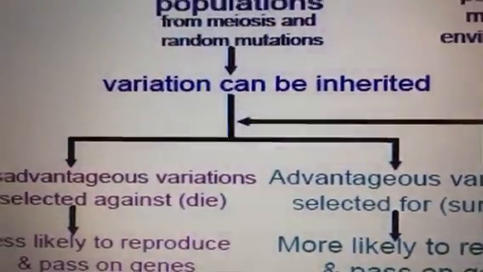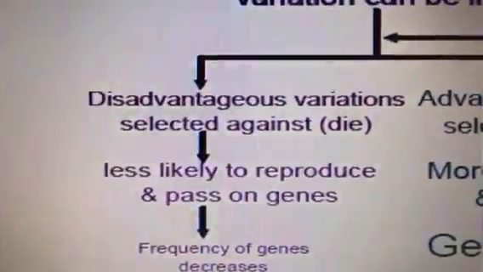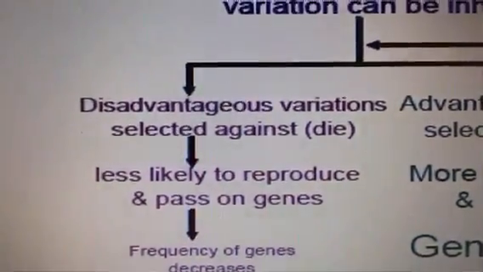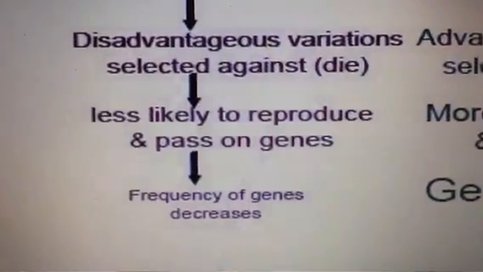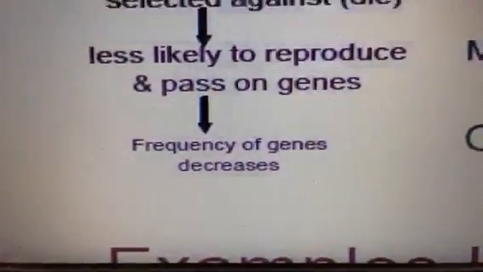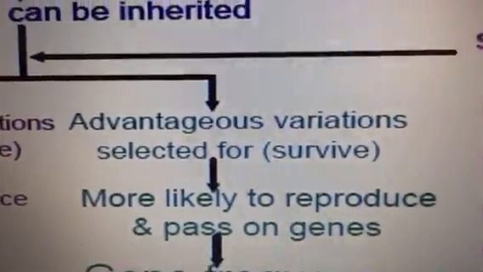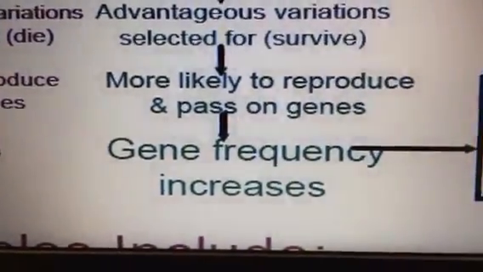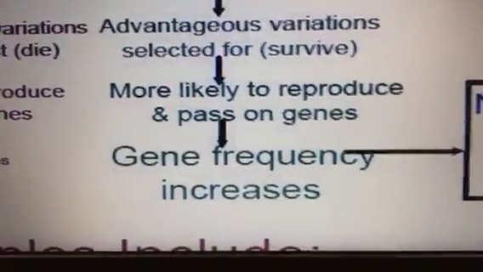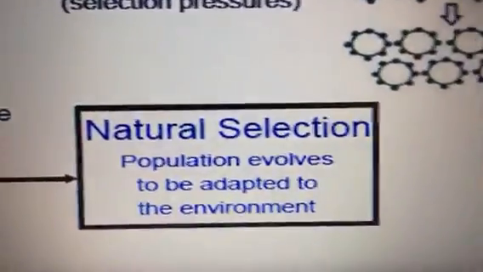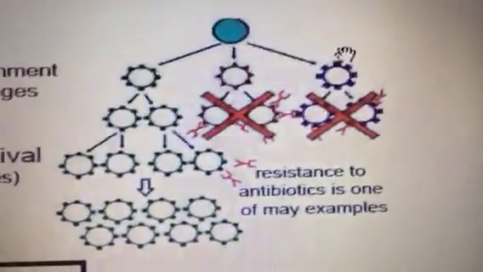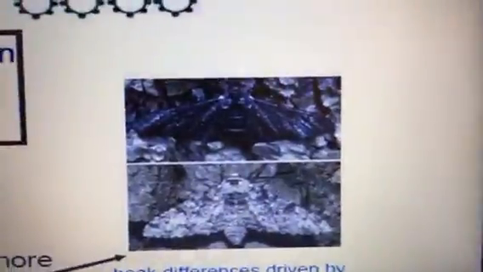So that creates a position where traits that are bad will basically cause organisms to struggle and most likely to die. They will not reproduce, they will not pass on their genes, and that gene will gradually go away. Whereas an advantageous gene will likely help its organism survive, it will reproduce, it will pass on that gene, and then that gene will become more frequent. Gene by gene, organism by organism, this creates natural selection. The population should evolve to become adapted to their environment. Antibiotic resistance is an example of this, as is camouflage.